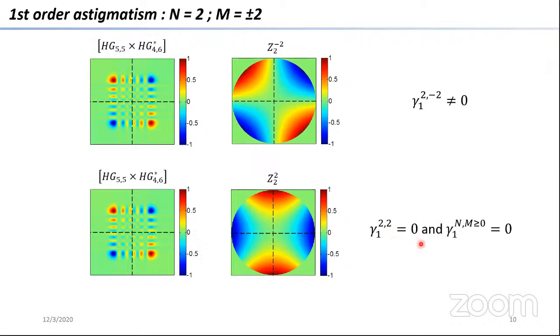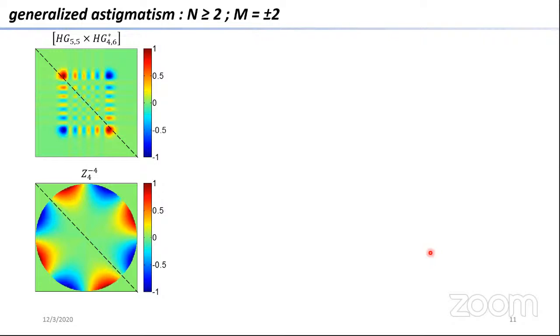And we can go further with this consideration, and we show that when m is higher than 0, the coupling is also vanishing. Now, if we take n higher than 2, sorry, if we take the polynomial Z4 minus 4, we see that this polynomial is antisymmetric with respect to this line, and for this product, it's not symmetric but almost.